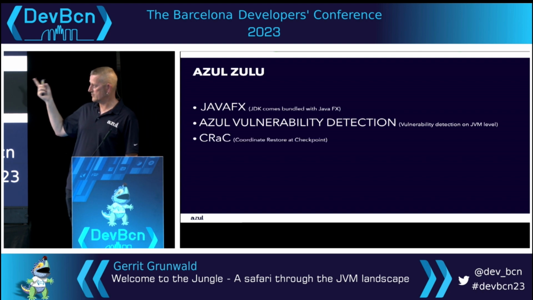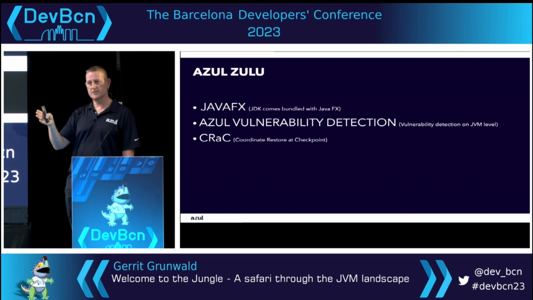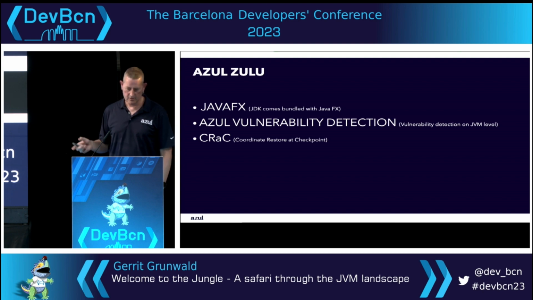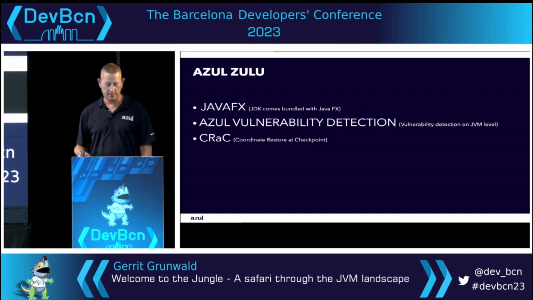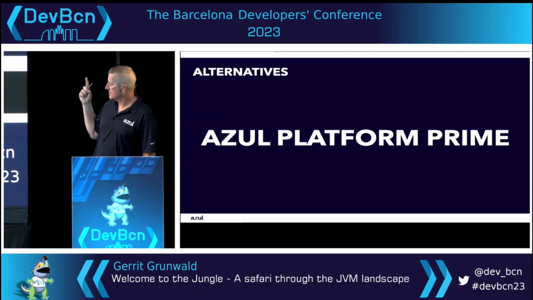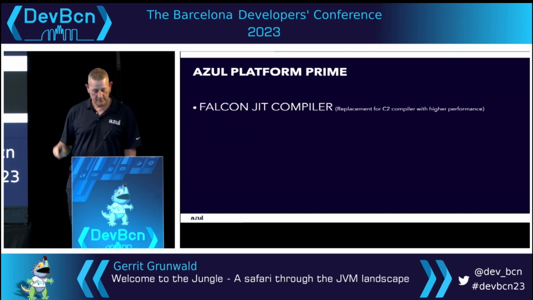Then CRaC, I already mentioned that, where you do the snapshot in the JVM, and you can restore from there in milliseconds. And we have an officially supported version out there that you can download and use for free. And then we have the last one, which is the Azul Platform Prime. And there are so many features.